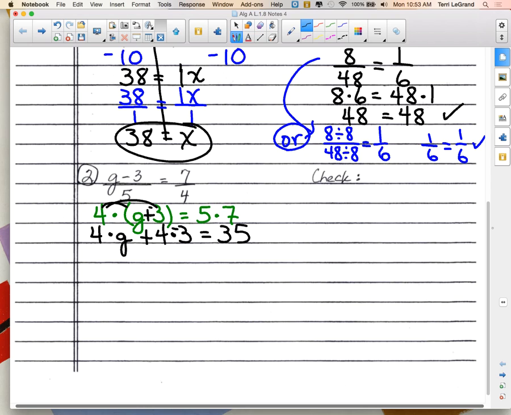Okay, go ahead and get the left side cleaned up a little bit. What would that end up looking like after you do your 2 multiplications? Seth, what do you get on the left side? 4G plus negative 12. Yeah, 4G plus negative 12 equals 35.